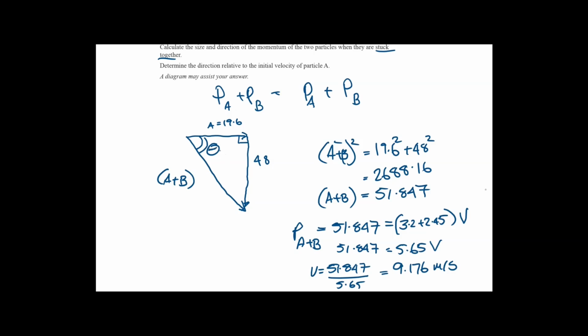Now, what direction are they moving? We need to find this theta angle. Well, for the theta angle, we're going to use tan. The opposite side is going to be 48. The adjacent side is going to be 19.6. So theta is going to be tan -1 of that. So tan -1 of that.